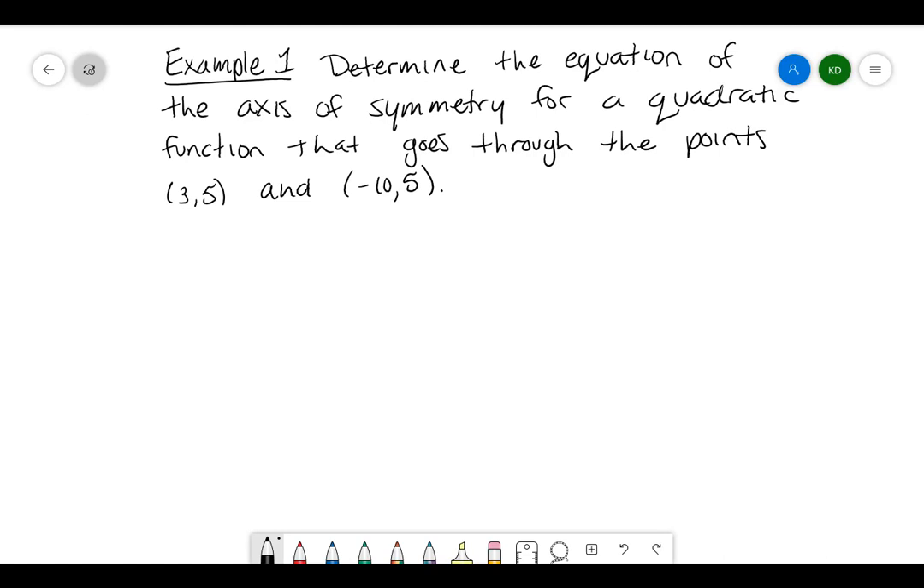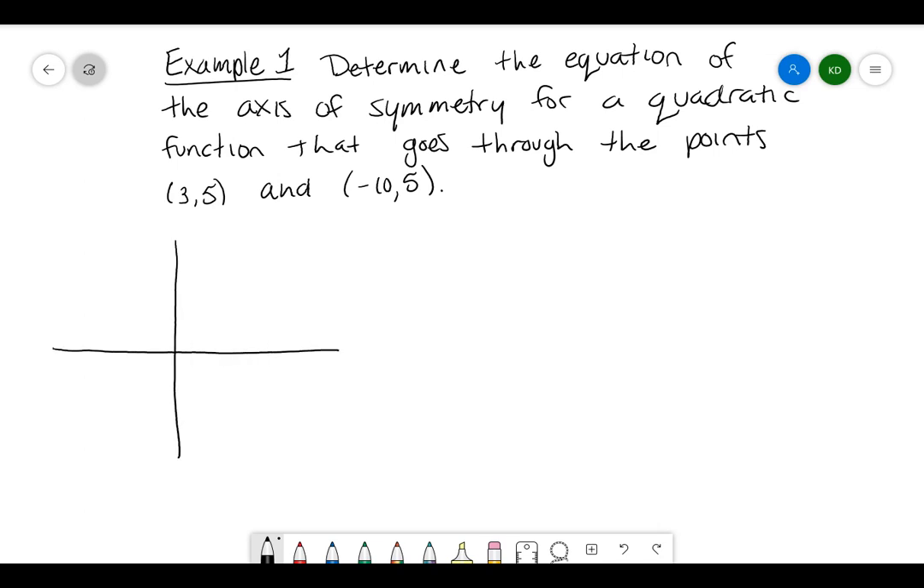Example 1. Determine the equation of the axis of symmetry for a quadratic function that goes through the points (3, 5) and (-10, 5). When I'm looking at a question like this, first, just to give us a visual, I want to see kind of what this graph is going to look like. And this is going to be a very, very rough sketch.